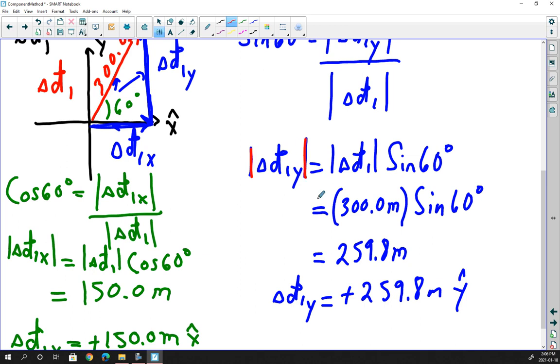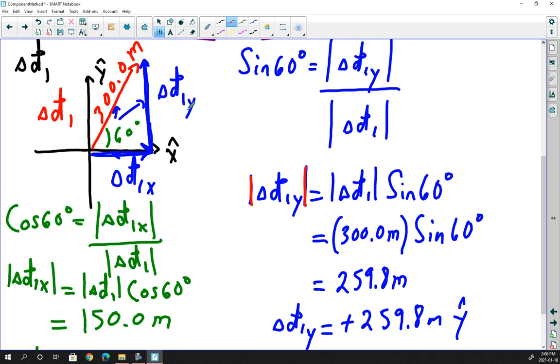I've got to turn it into a vector. Well, what's the direction of this vector right here? Well, it's all in the y direction. So it becomes positive 259.8 meters y hat.